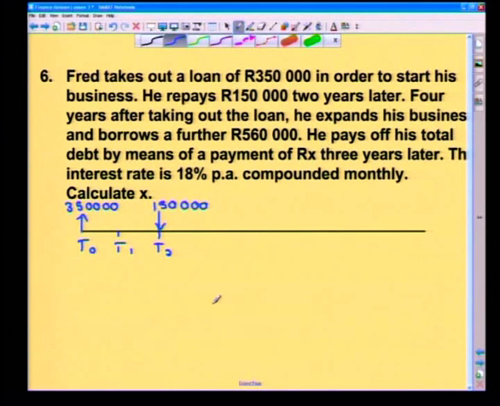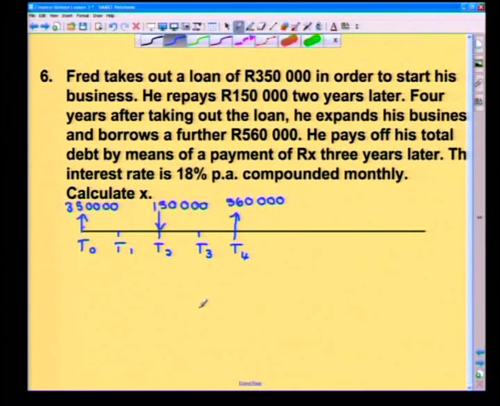4 years after taking out the loan, he borrows a further 560,000. Now here we must be a little bit careful, because it's not saying 4 years from here, it's saying 4 years after taking out the loan, so it's 4 years from here. So that's where he's going to take out some more money, and he's borrowing another 560,000.